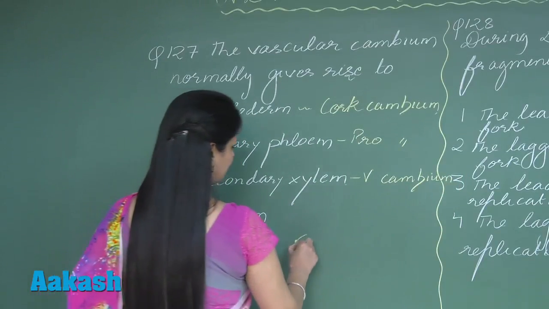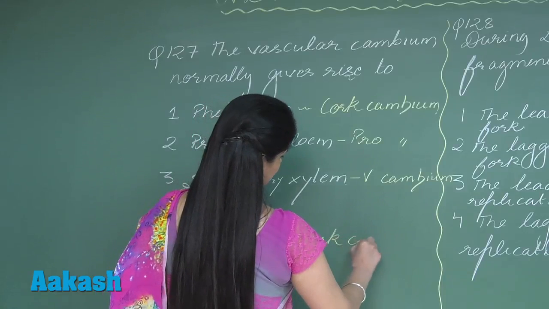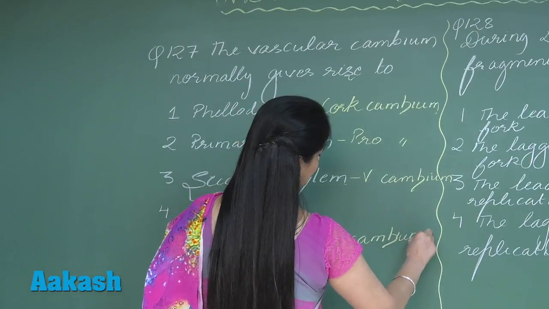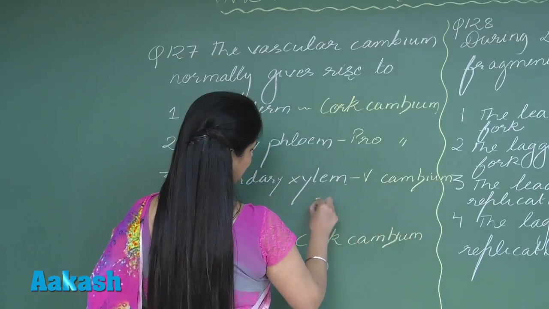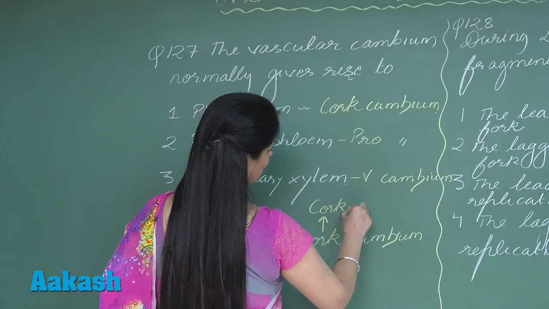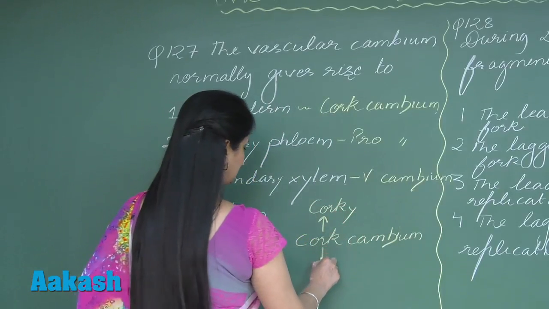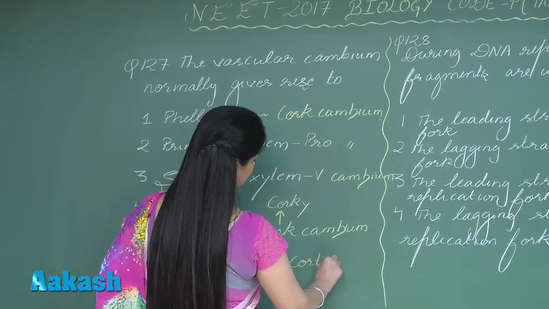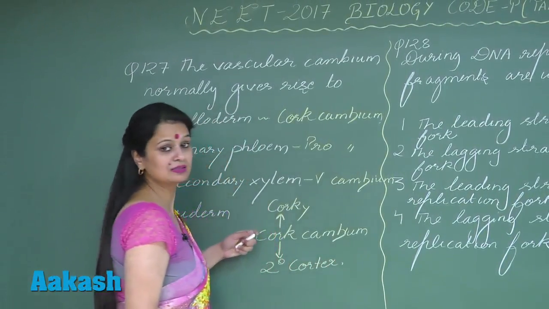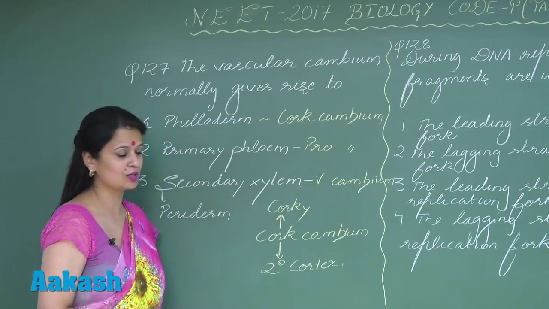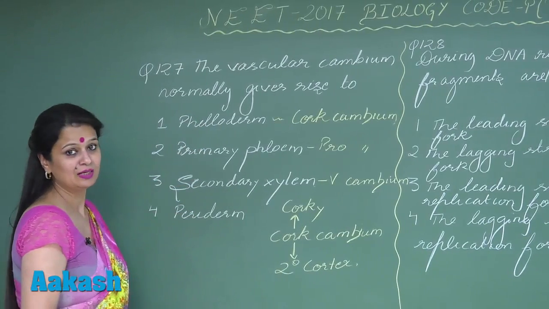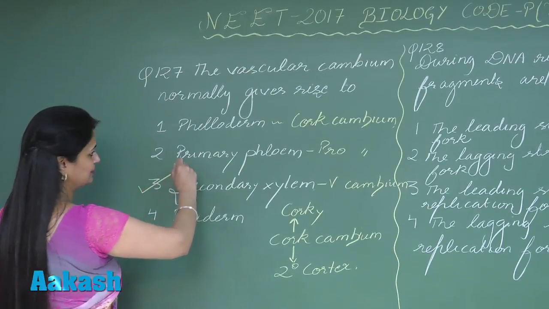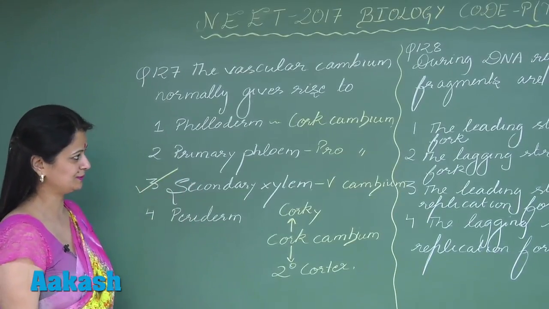So you know the cork cambium? Cork cambium on the outer side leads to the formation of the corky layer, and on the inner side, it results in the formation of the secondary cortex. These three layers together constitute the periderm. So vascular cambium results in the formation of secondary xylem. So this is the right option.